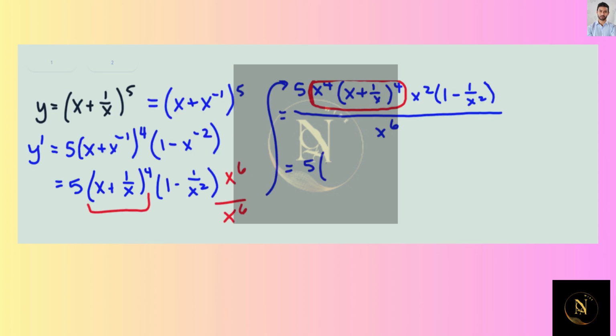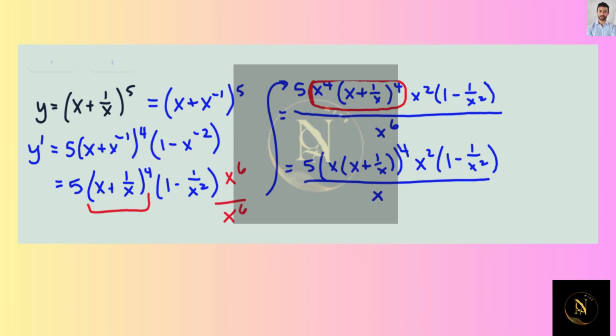So I'm going to write this as x times x plus 1 over x to the 4th. All right, so both of them are inside the 4th power now. And I'm going to do the same thing with the other one. Well, we really don't have to with the other one. We can leave it as it was. Just x squared times 1 minus 1 over x squared.